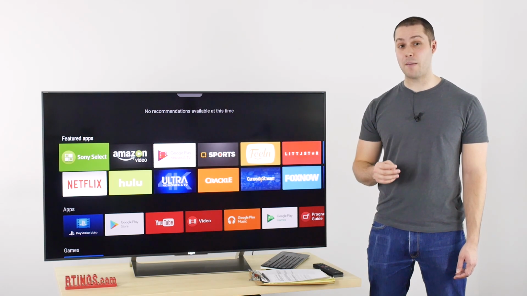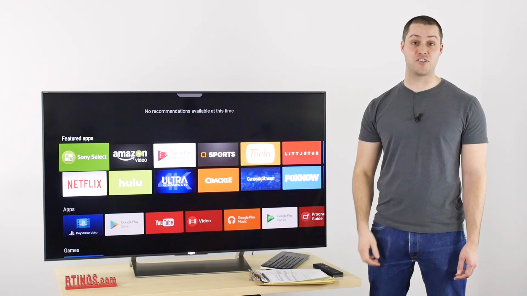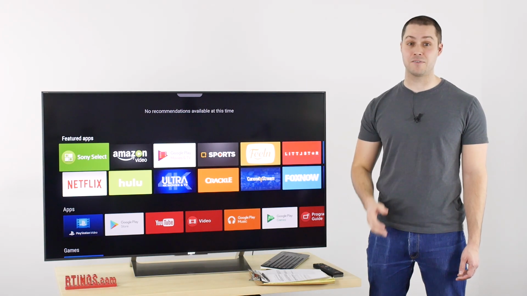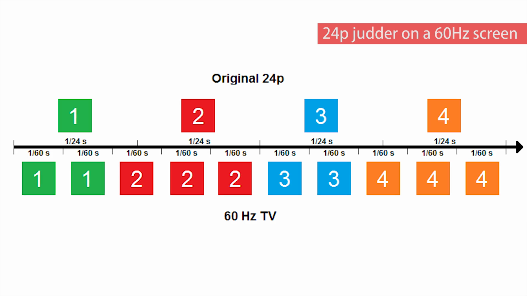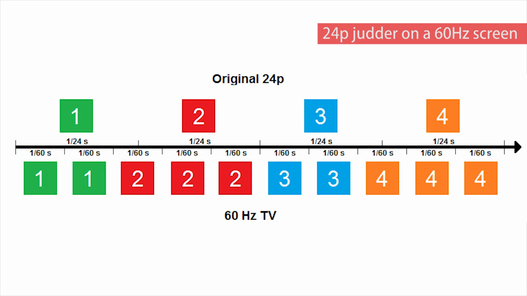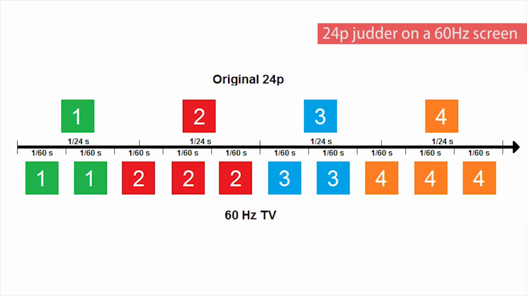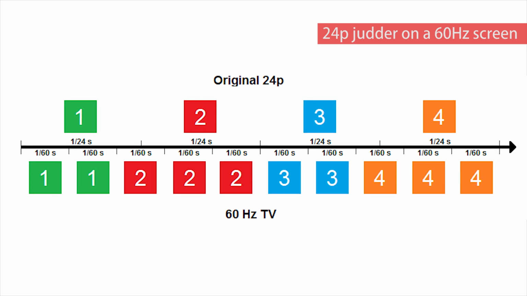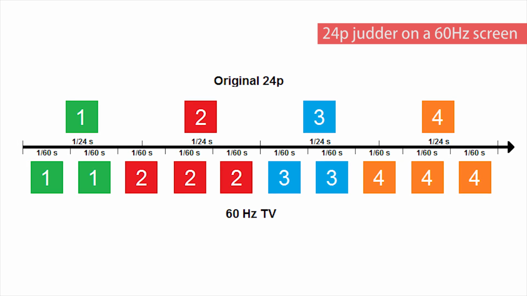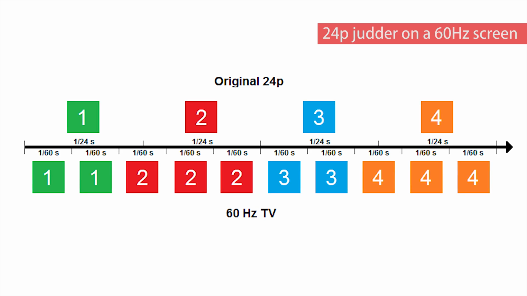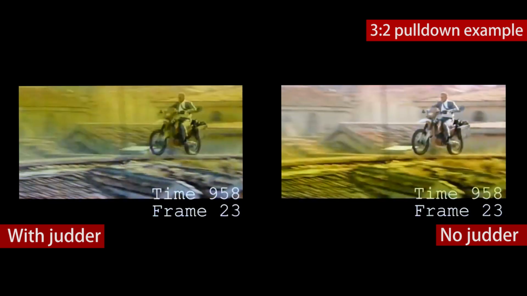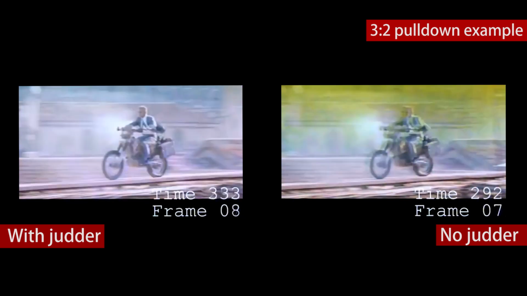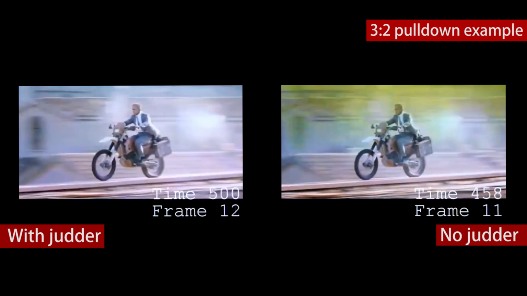That kind of judder happens when you're watching 24 frames per second content, like a movie, on a screen that refreshes 60 times per second. 24 doesn't fit evenly in 60, so the screen will display every odd frame 3 times, and every even frame 2 times. This 3-2 pattern creates a judder since 1 out of 2 frames stays on the screen longer. Here's an example on a real TV in slow motion. You can see that half the frames are displayed for a longer period of time.